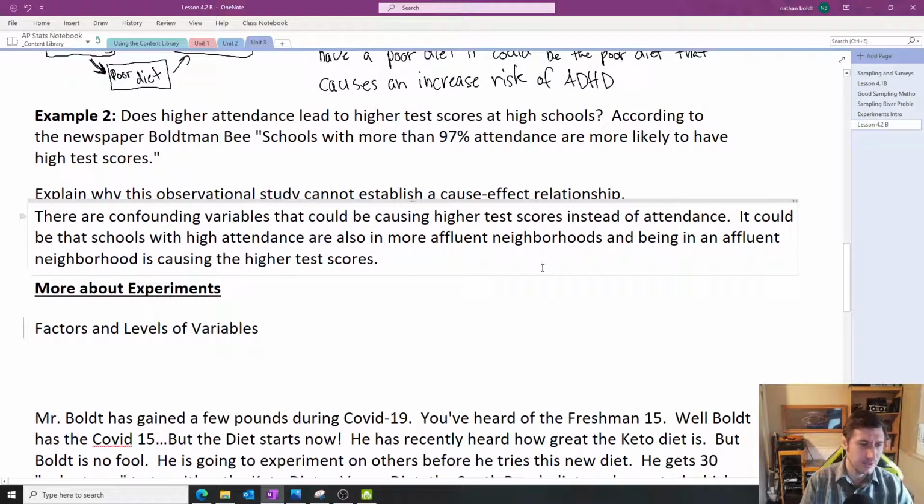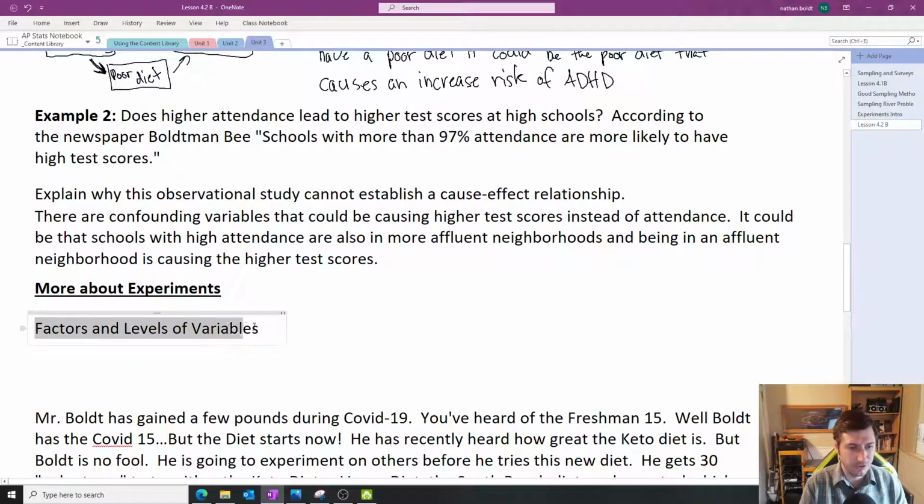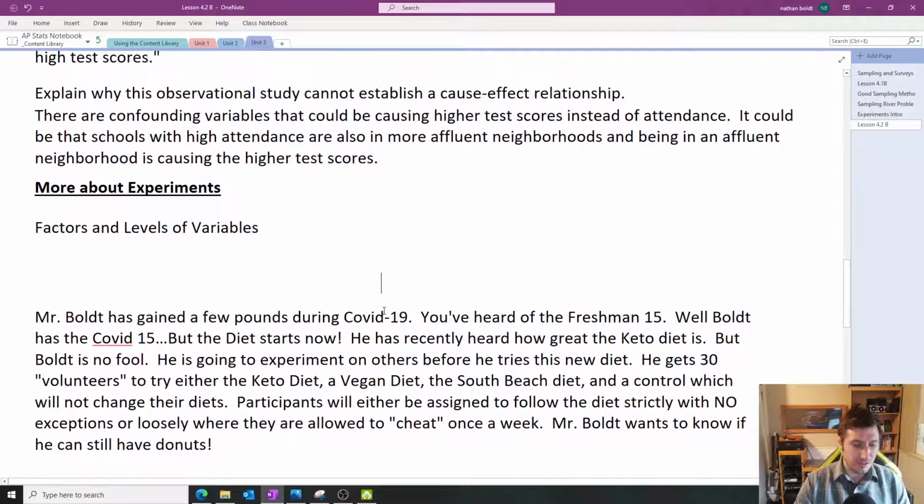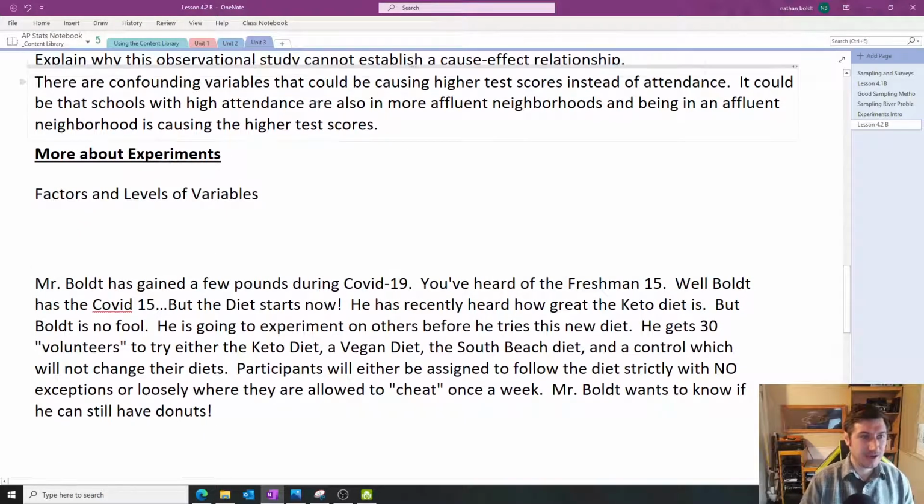The first thing we want to talk about with these experiments are factors and levels of variables, okay? So we can't just stop with the explanatory variable. Oftentimes it goes deeper than just one explanatory variable. Especially in an experiment where you are trying to control for many options, you're trying to limit the number of confounding variables, you're trying to take care of all of those, you have to test more than just one thing. So we break that up into factors and levels.